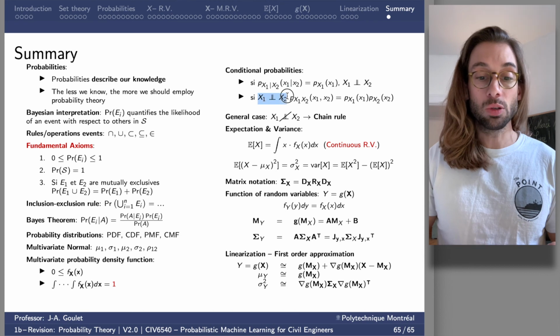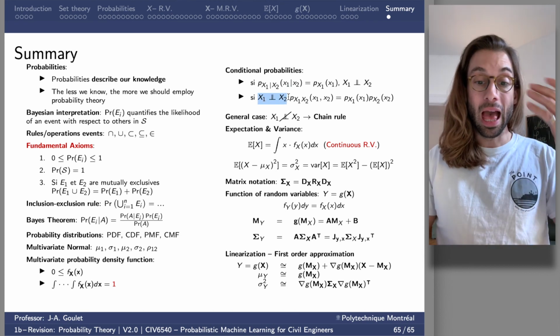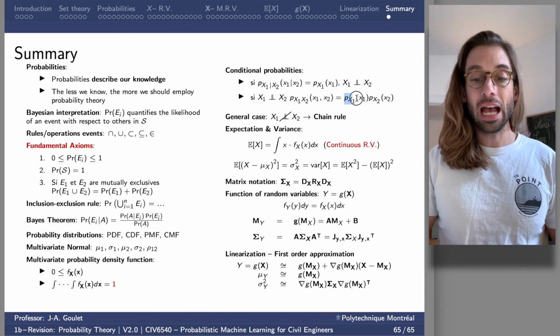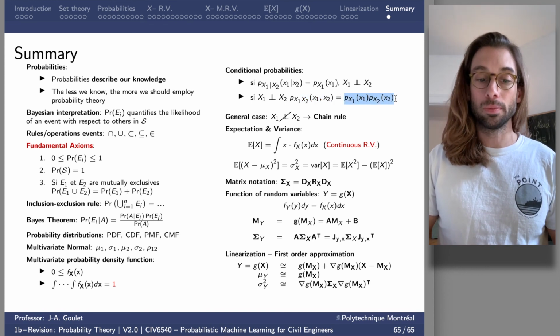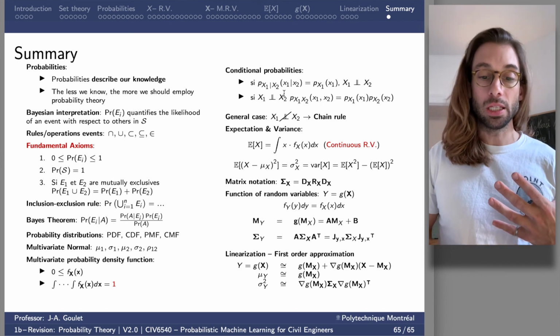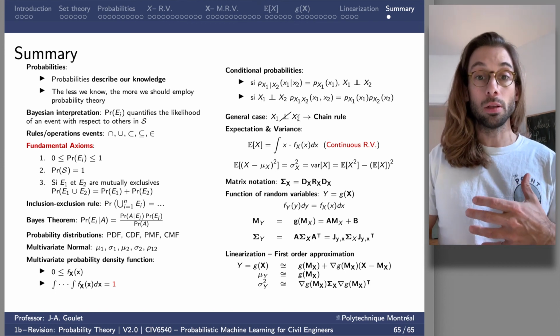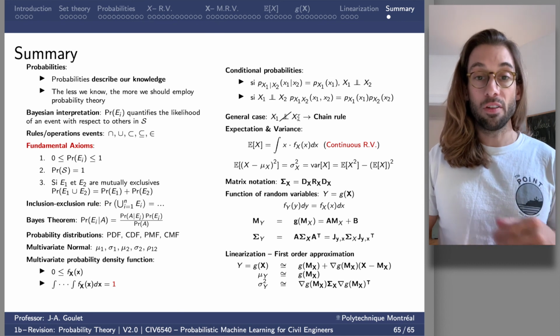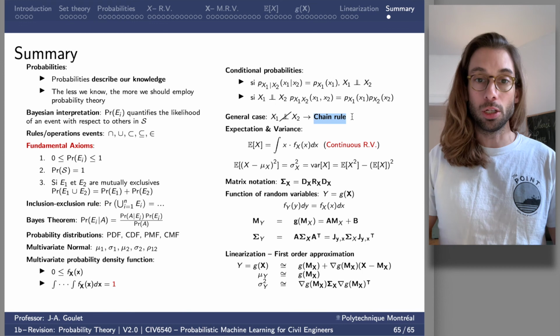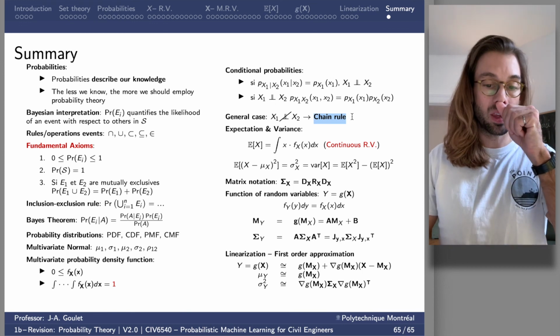In the case where x1 and x2 are statistically independent, I can represent my joint PMF for x1 and x2 as the product of the marginals. So in the general case, x1 and x2 are not going to be statistically independent. Then you can build that joint PMF or PDF using the chain rule: n-1 conditionals times 1 marginal.